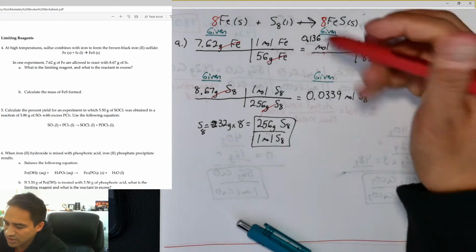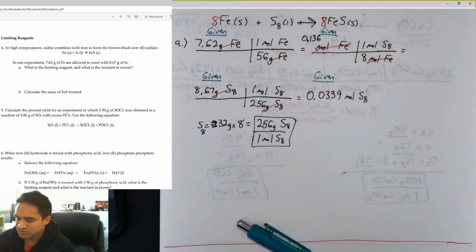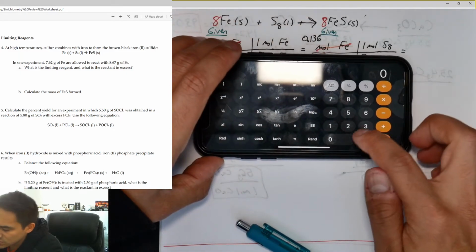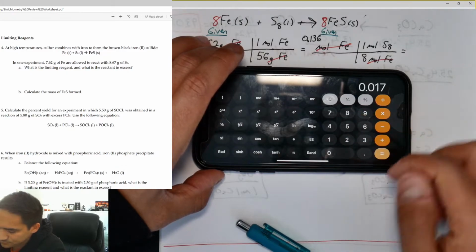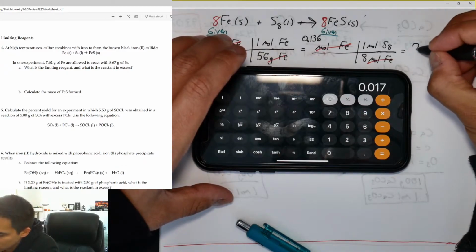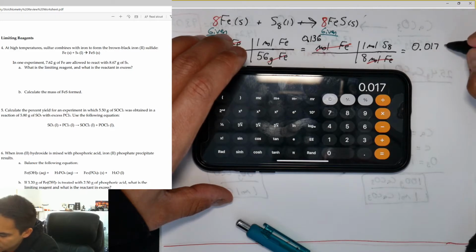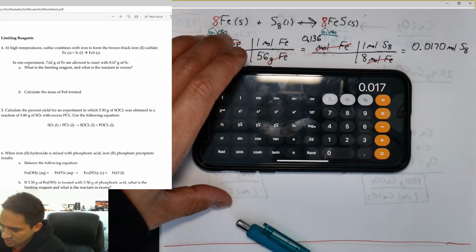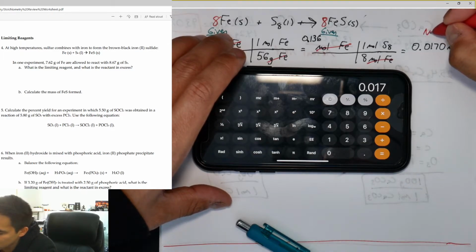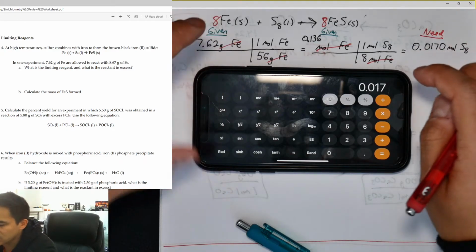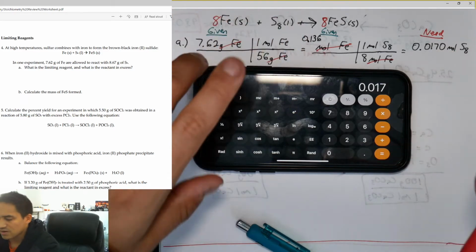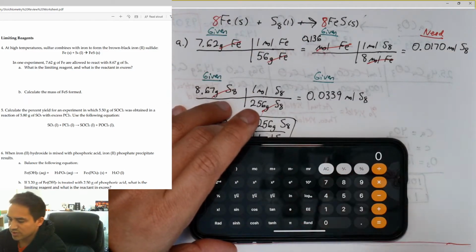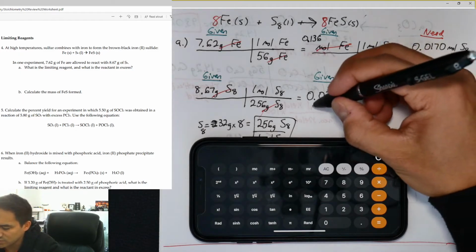Okay, so moles of iron will cancel, and we'll get moles of sulfur, and it's going to be a really small number. So 0.136, and divide that by 8, and we get 0.017, and just to make it 3 significant figures, we'll add a 0 on at the end there, moles of S8. All right, so this is what we need. Okay, so if we're being given this much iron, we need this much sulfur to react with it. All right, let's go do the other one too, and then we'll compare just to make sure that we have all of the information we can.